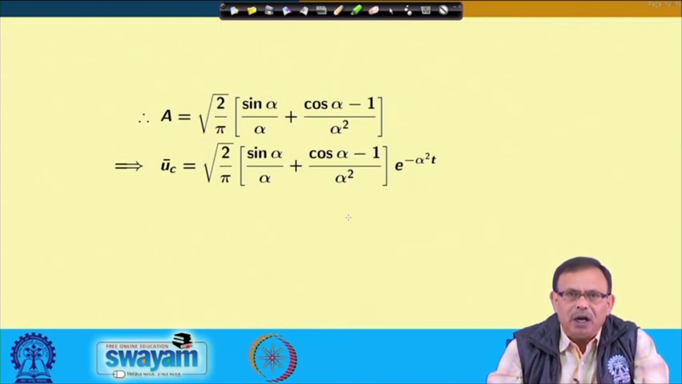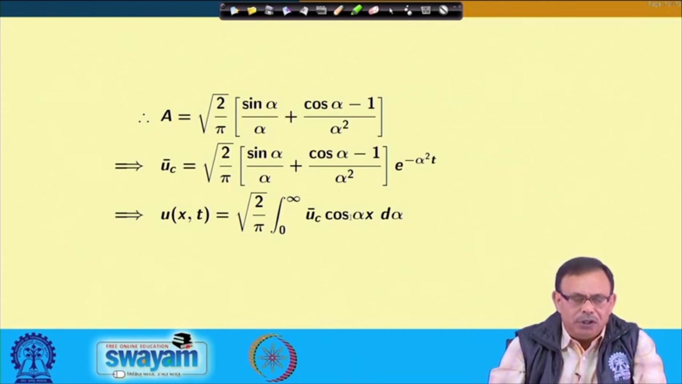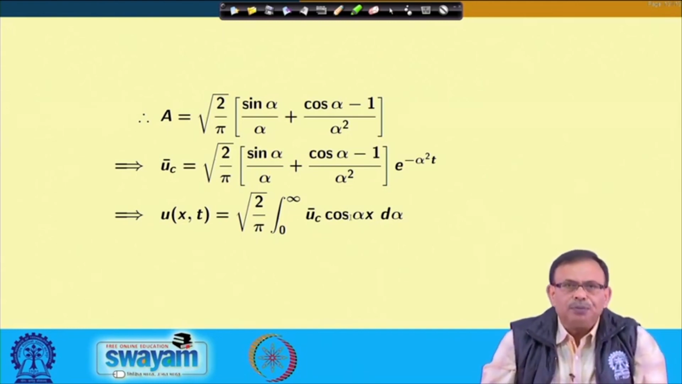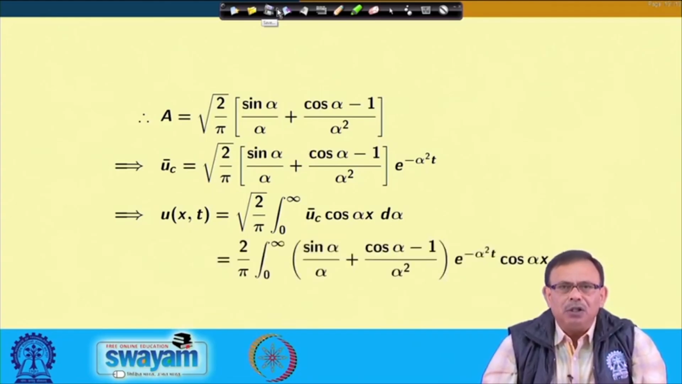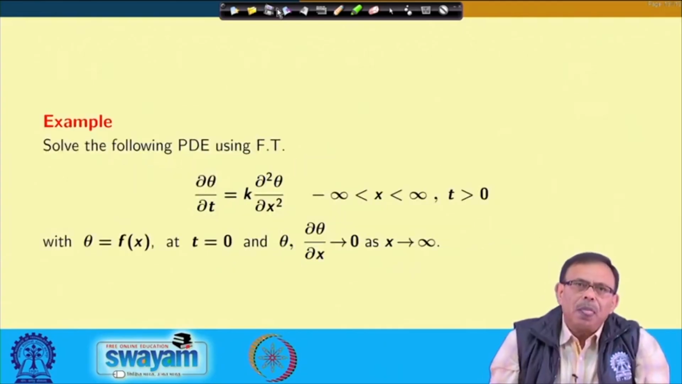Once I obtain a, I can find out u bar c as a function of alpha and t, and from here I can write down u x t equals root over 2 by pi, 0 to infinity, u bar c cos of alpha x d alpha, and you can substitute the value of u bar c over here and you will obtain the required integral. If I evaluate the integral, I can find the value of u x t. Now, let us see the other one.